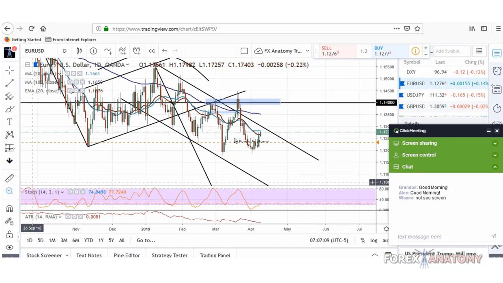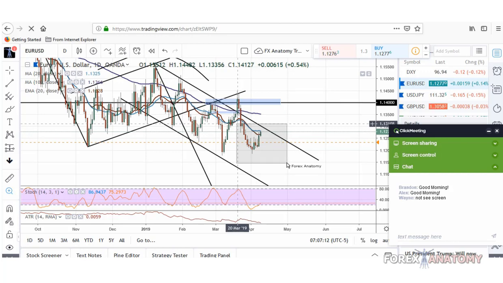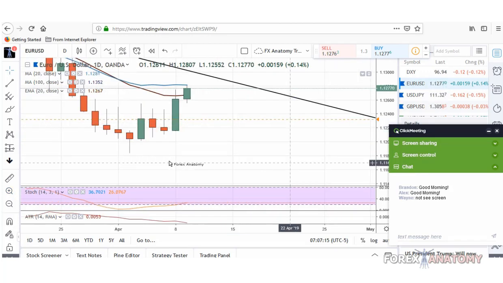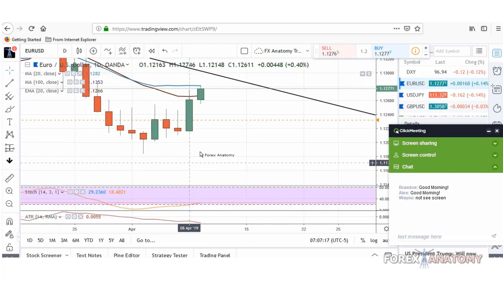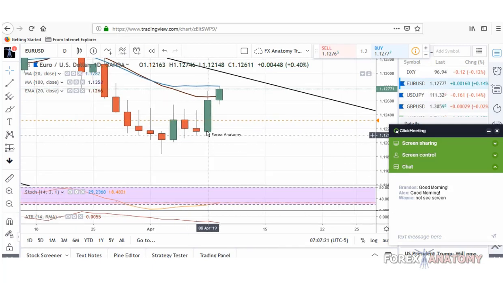But last week, if you just zoom in at these candles from last week, you can clearly see that the market was somewhat in consolidation. Price was moving within the range, and we did not get a breakout until yesterday. We saw this strong bullish candle from yesterday, and that's when we saw this breakout.